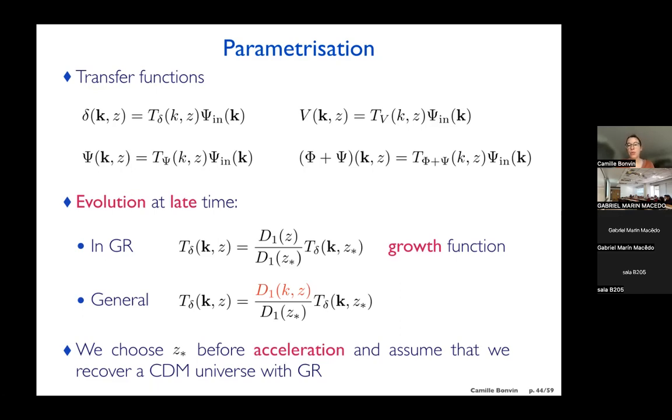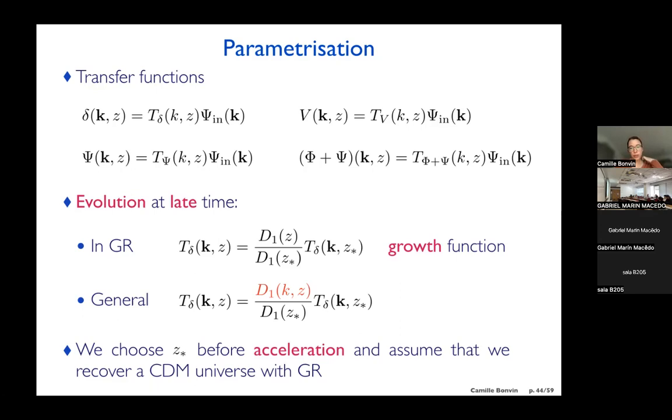So by late time, it's when all modes of interest are already well inside the horizon, and we are dominated by dark matter and by dark energy. So radiation is negligible. So in this regime, if we are in general relativity, the growth function D1, which describes the evolution of the density, is simply a function of redshift. On the other hand, in general, if we have modified gravity, the growth can depend also on scale. So we replace it by a function D1, which depends on k and z, and which is completely generic, that we want to measure with our data.